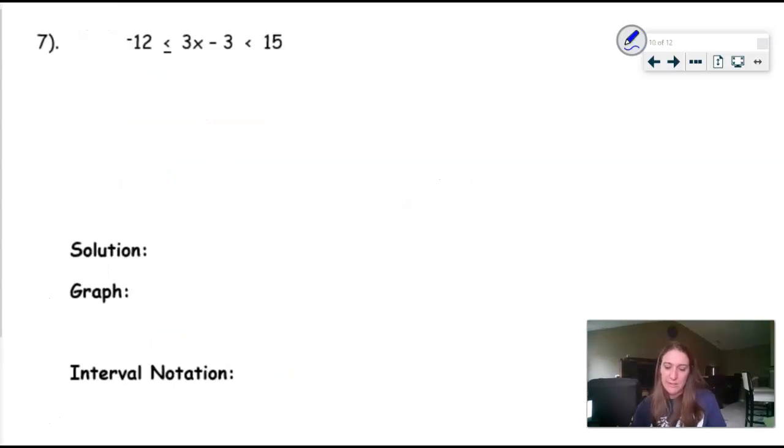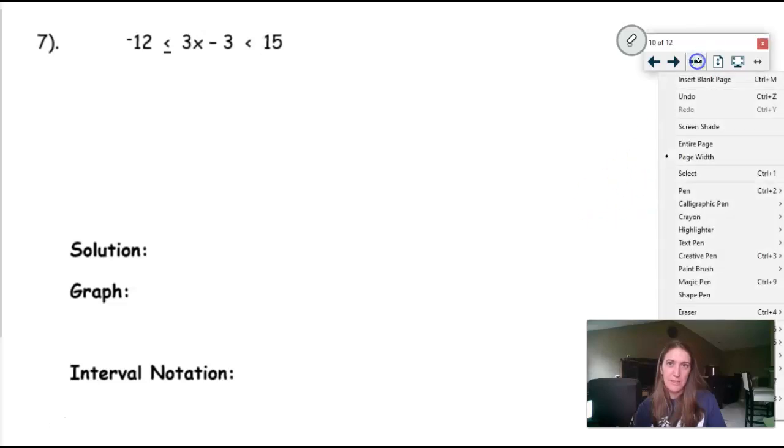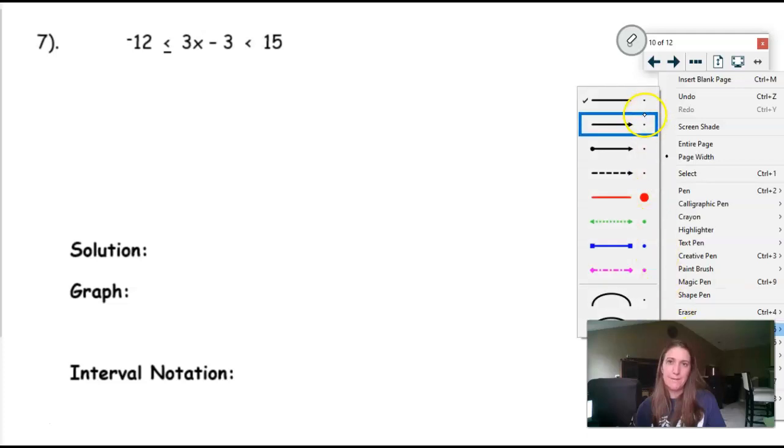Here's another example of an and. Same idea. You're just going to solve this sandwich problem.